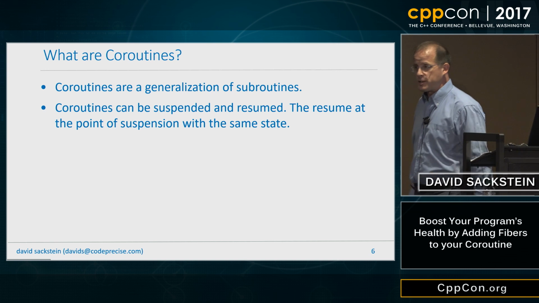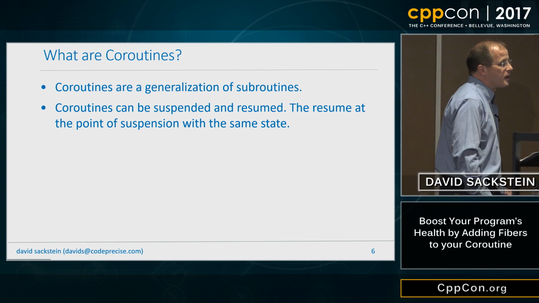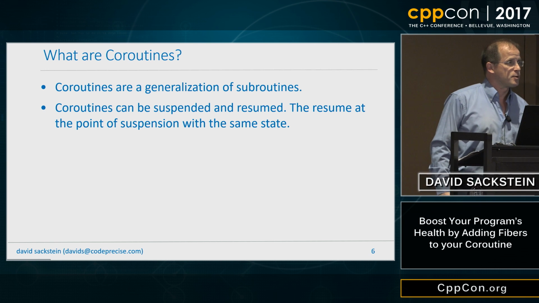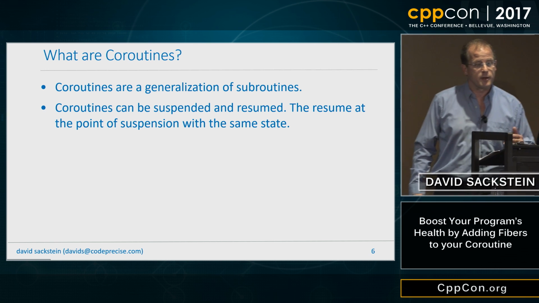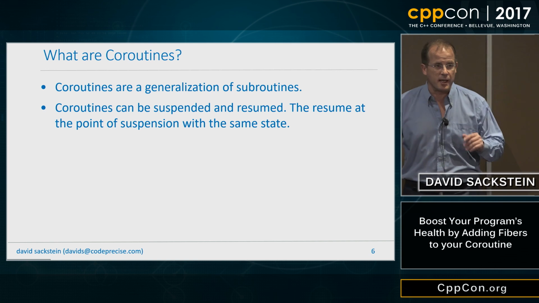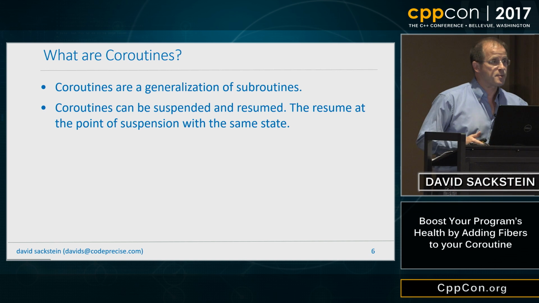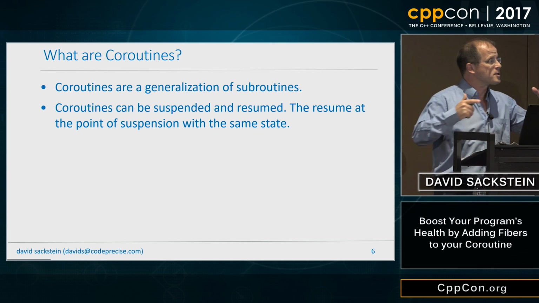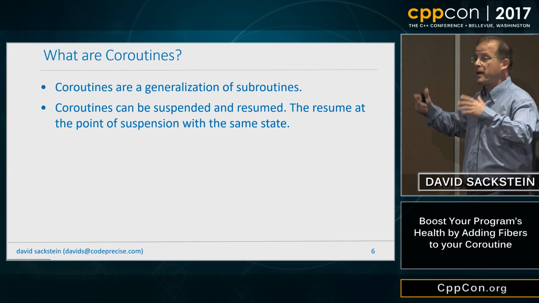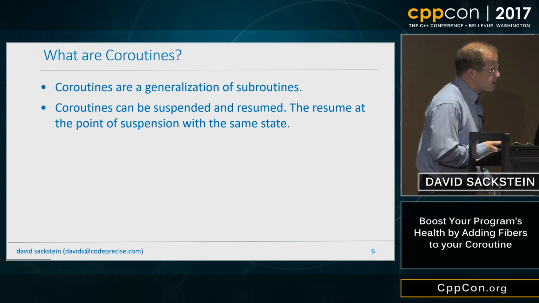So let's begin with coroutines. Everyone knows the definition of the coroutine. Coroutines are generalizations of subroutines. Unlike subroutines, they can be suspended and they can be resumed. And when they are resumed, it is with the same execution state with which they were suspended. That means they'll be resumed at the point of suspension, and any local variables that were originally present and alive remain alive and in the same state when the coroutine is suspended.